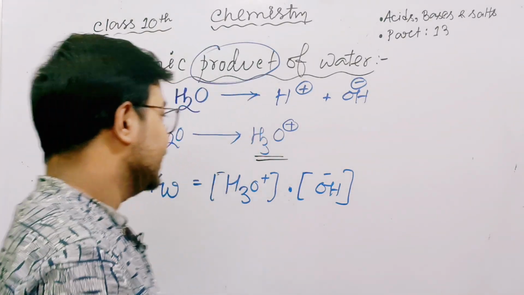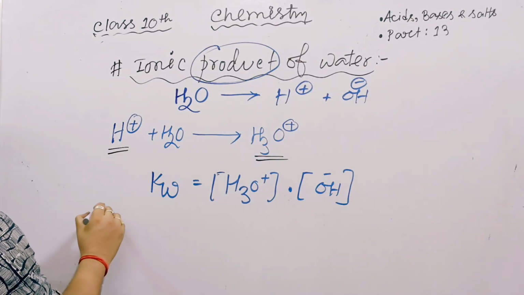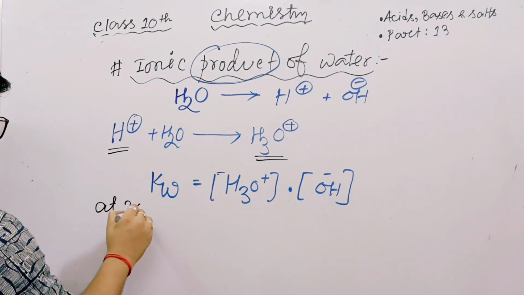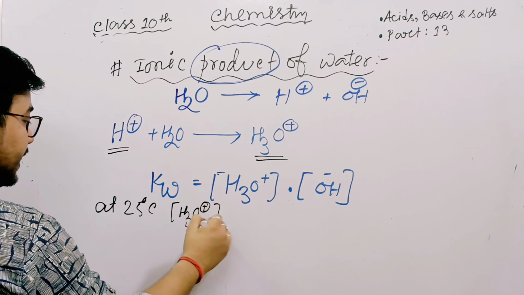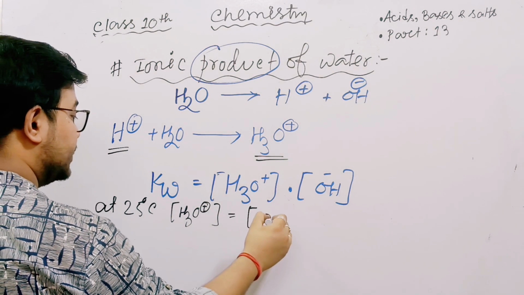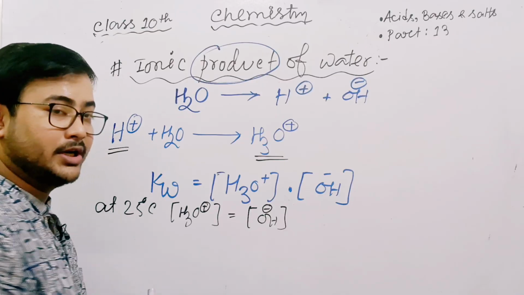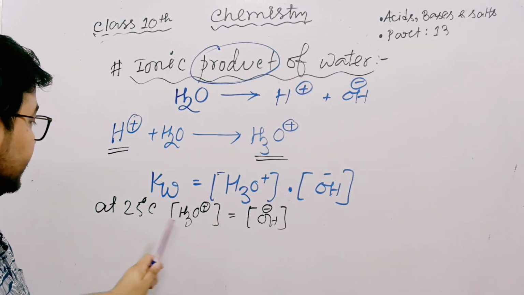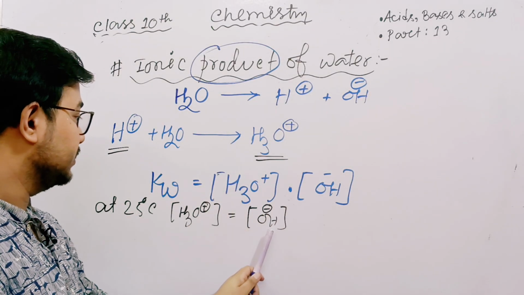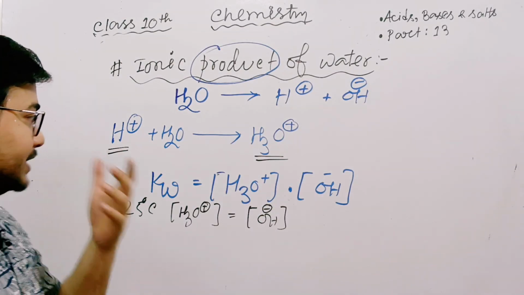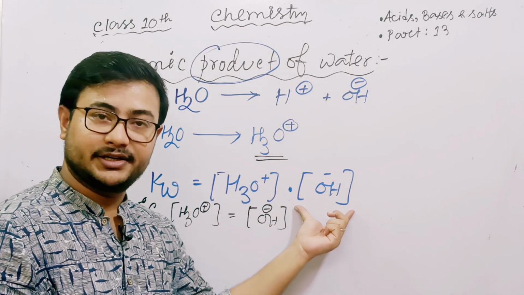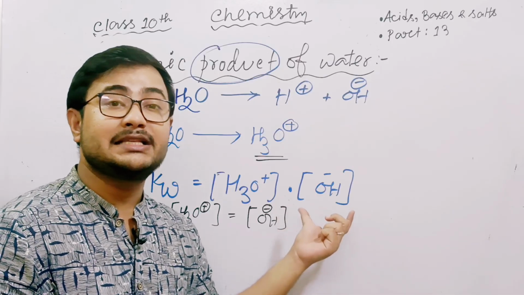Do you understand? Now keep in mind that at 25 degrees centigrade the value of H3O plus and the value of OH minus are both the same. Look at the board, at 25 degrees both H3O plus and OH minus are the same. Now try to understand first the meaning of this third bracket. The third bracket represents the concentration.